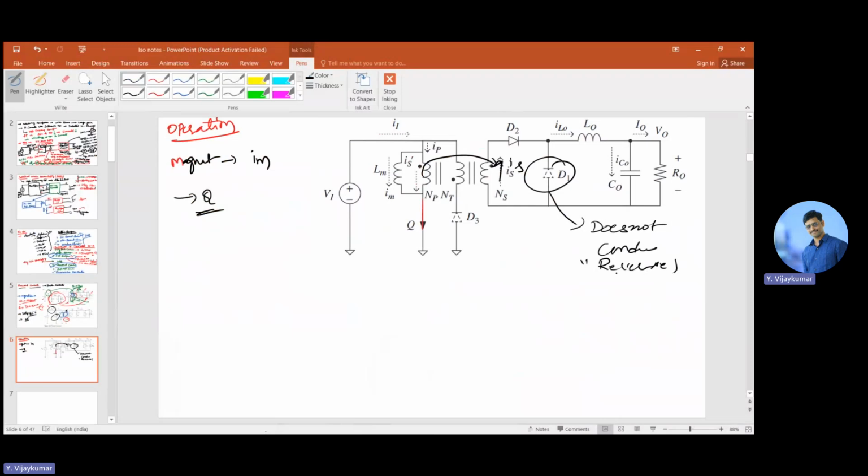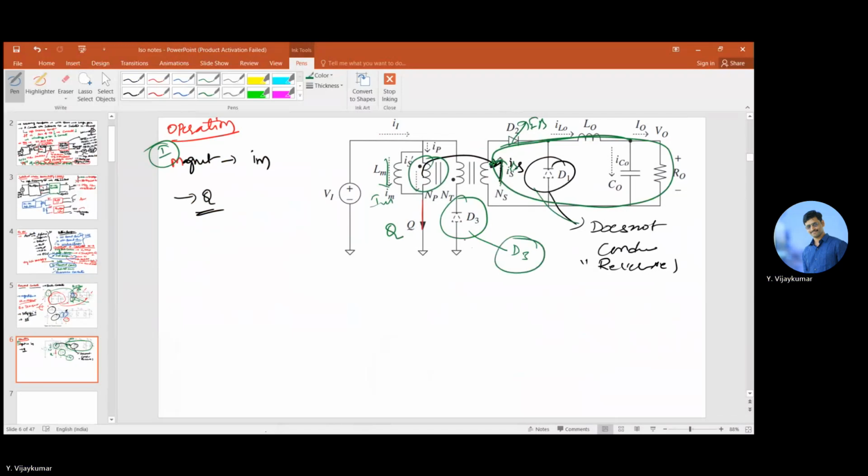So in mode one, Q is on, so the winding is magnetized, and the magnetizing current IM is flowing. With the transformer action, the secondary current is flowing, so D2 is in forward bias and current is flowing to the load. In this case, the diode D1 is in reverse bias, not conducting, and there is no current flowing in the tertiary winding. D3 is in reverse bias because it is in the magnetizing mode. Right, this is mode 1.